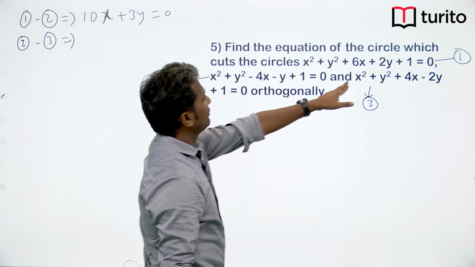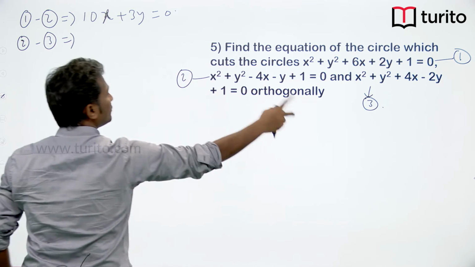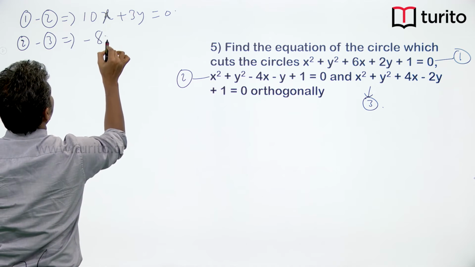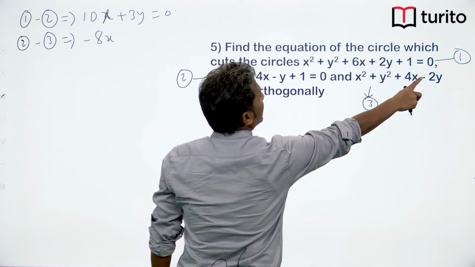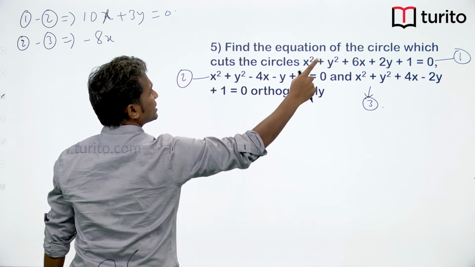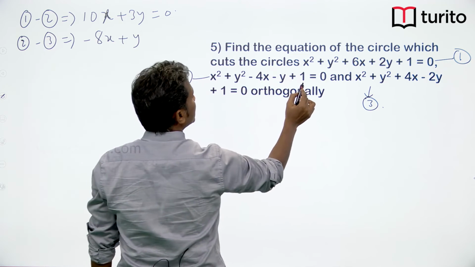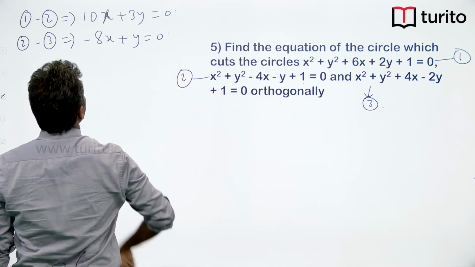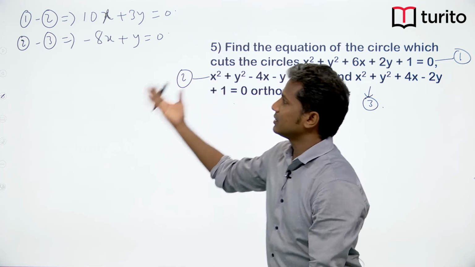X square y square will anyway get cancelled, minus 4x plus 4x. So, we have to subtract the second 4x from this. So, we get minus 8x. Also here minus y and here minus 2y. So, when we subtract, it becomes plus y, and constant terms are same in these two circles also. So, we will get equal to 0. So, now from these two we have to solve for x and y.